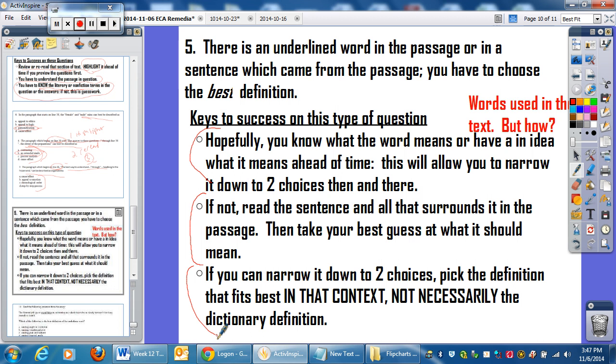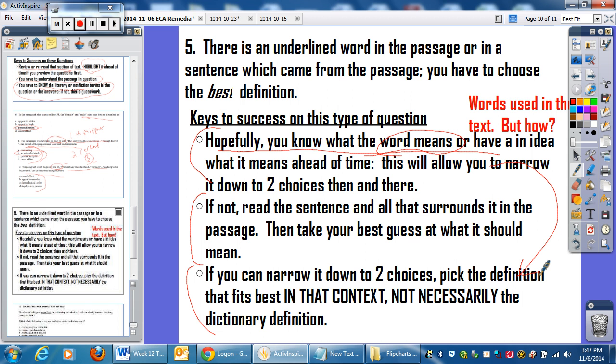So, first thing is, hopefully you know what the word means. This is why when you go into the ECA and you have an 1100 Lexile or higher, you're in good shape to pass it just because you know the words. If you don't have an 1100 Lexile or higher, that's going to be an issue. So, hopefully you know the word ahead of time. If you know the word ahead of time, that will automatically allow you to reduce the number of answers to 2. And from there, then, you don't necessarily pick the definition that's in the dictionary. Pick the one that's based on how it's used then and there.